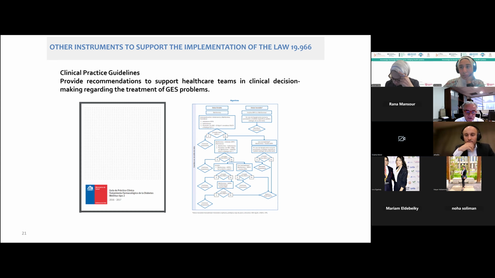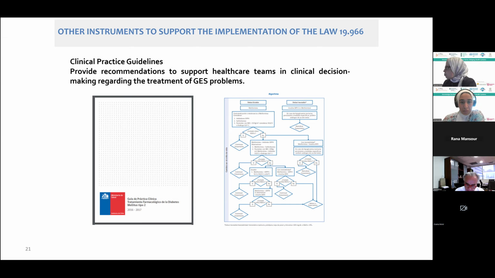So these guidelines are developed together with the professional teams coming from the different medical and scientific societies. They have been very, very significant support to the development of this law every year.